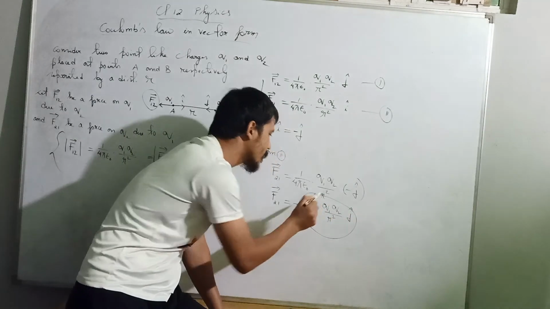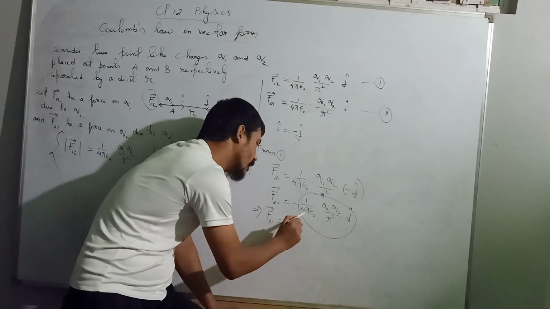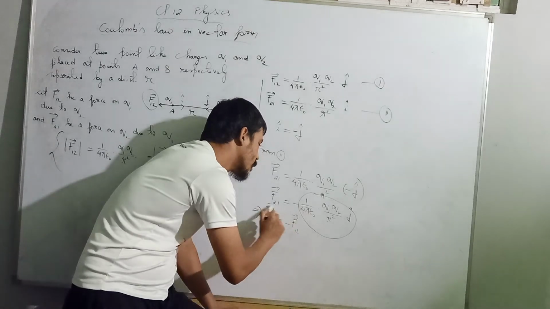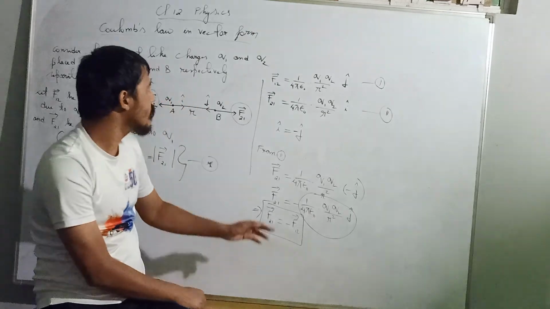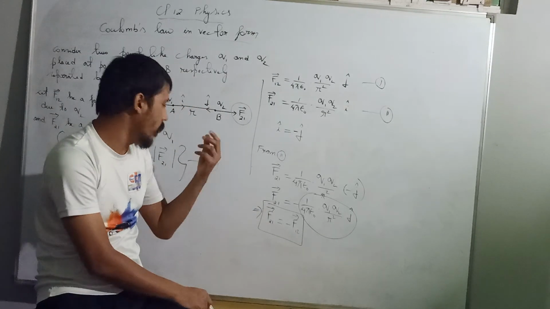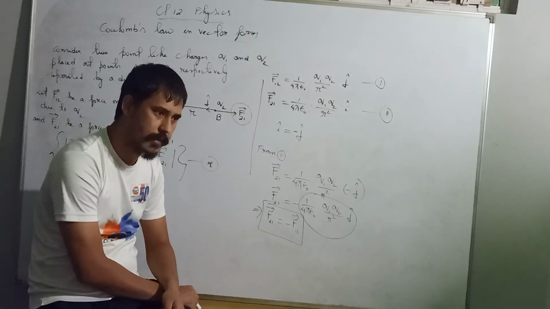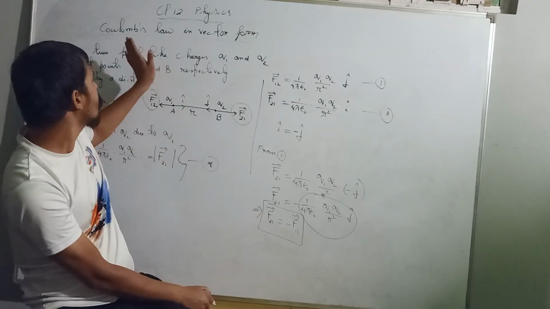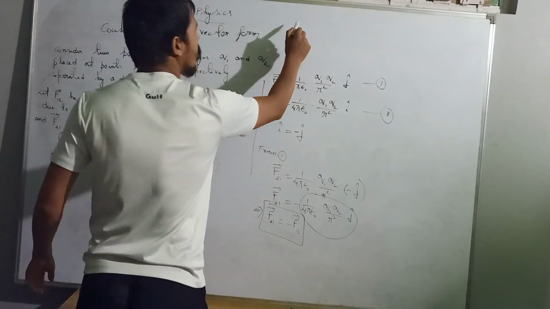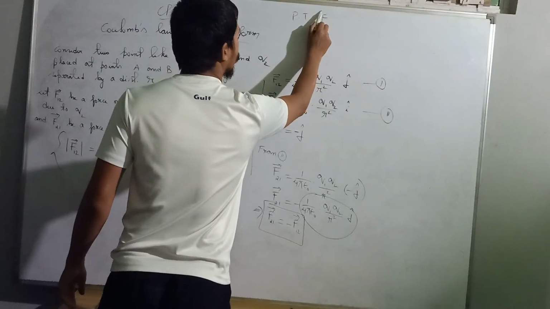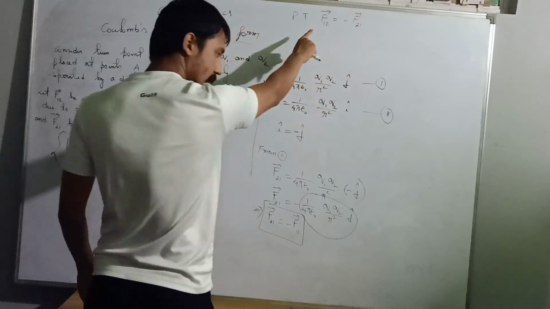What is this? Leaving out the negative sign, this is F12. So F21 is the negative of F12, which proves Coulomb's law in vector form. That means when two like charges are interacting, the forces between them are equal in magnitude but opposite in direction. So a question can be asked: prove Coulomb's law in vector form. 2 marks, not more than that. Or we can simply ask, prove that vector F12 is equal to minus vector F21, or it can be reversed.